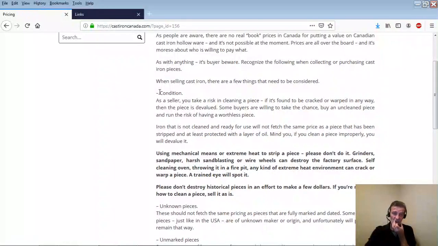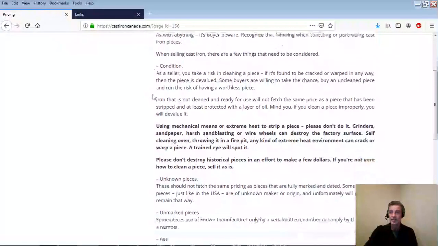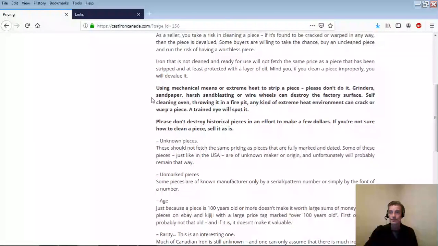especially in an antique piece, if somebody's taken a wire wheel or a grinder to it, it's taken all the value off of it. When collectors buy cast iron, they want the factory surface. They want dirty. They want to be able to clean it themselves. And if you do strip a piece and you find that it was cracked, well, you've just lost all your value on cast iron. It's buyer beware.